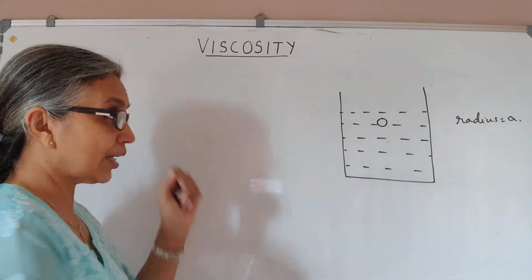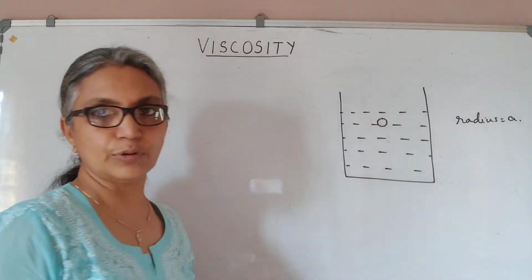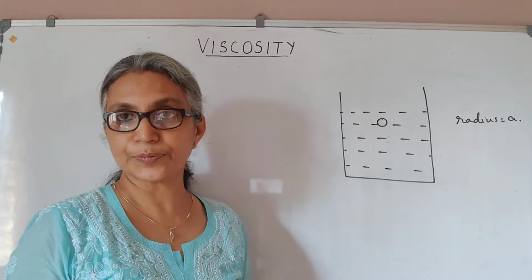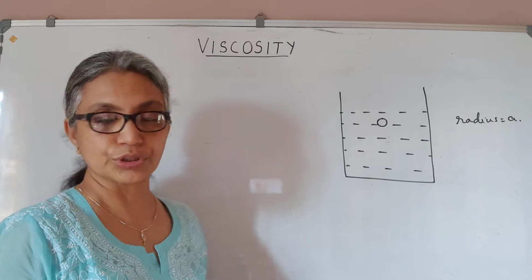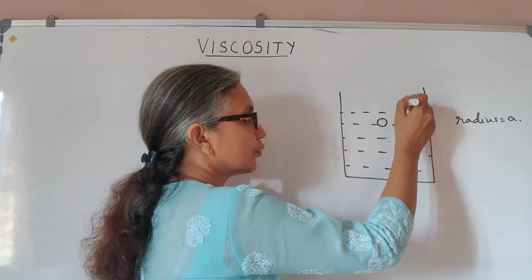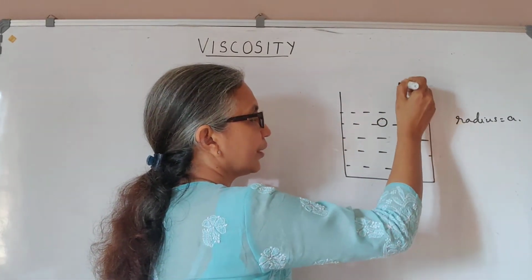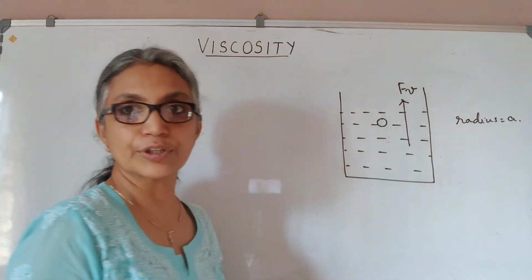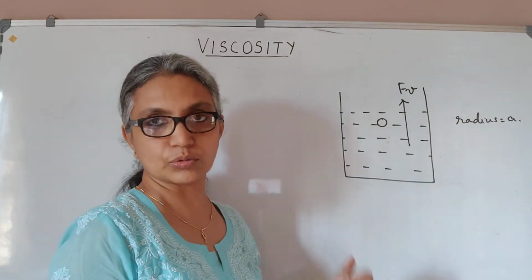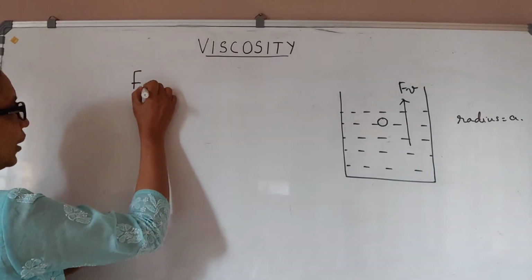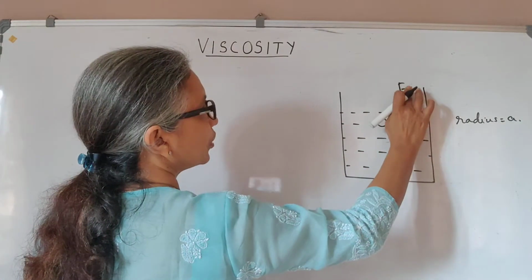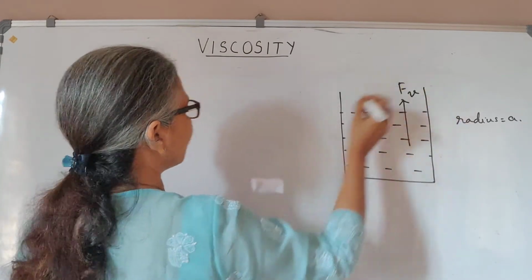Now as it falls through the fluid, we know that it is going to experience a viscous force, a viscous drag, which is going to oppose its motion. So if it's moving down, the viscous force is going to act in the upward direction, because it is like internal friction opposing the motion of that object through the fluid. So this viscous force, which I call Fv, is found to depend on three factors.